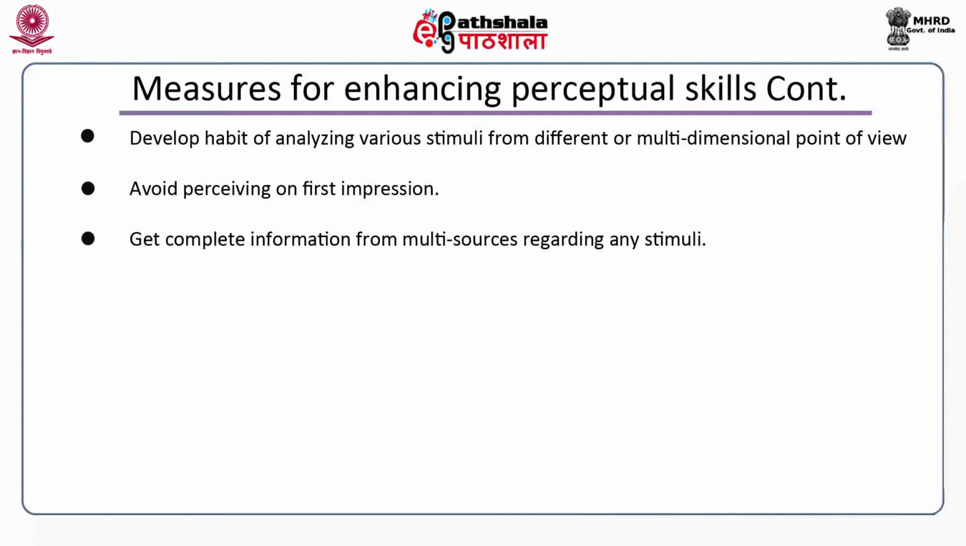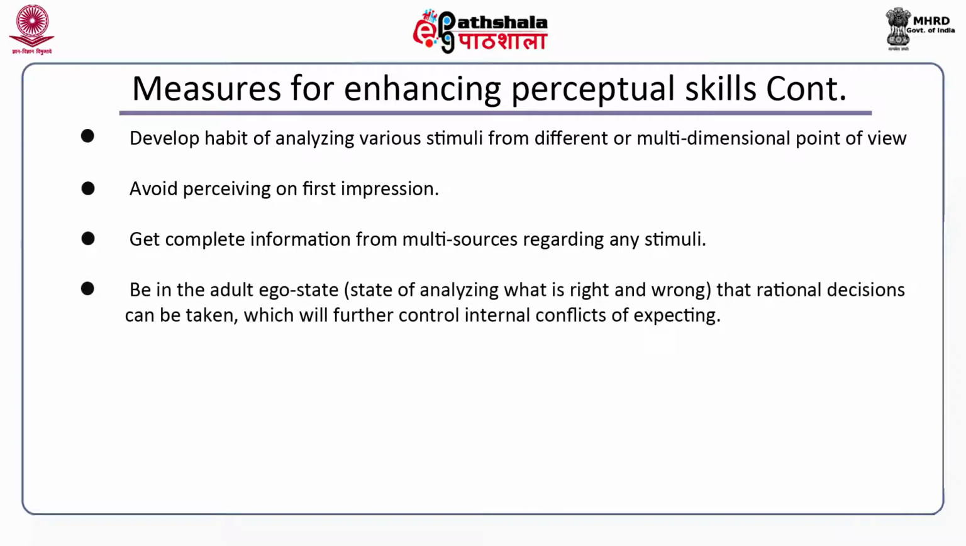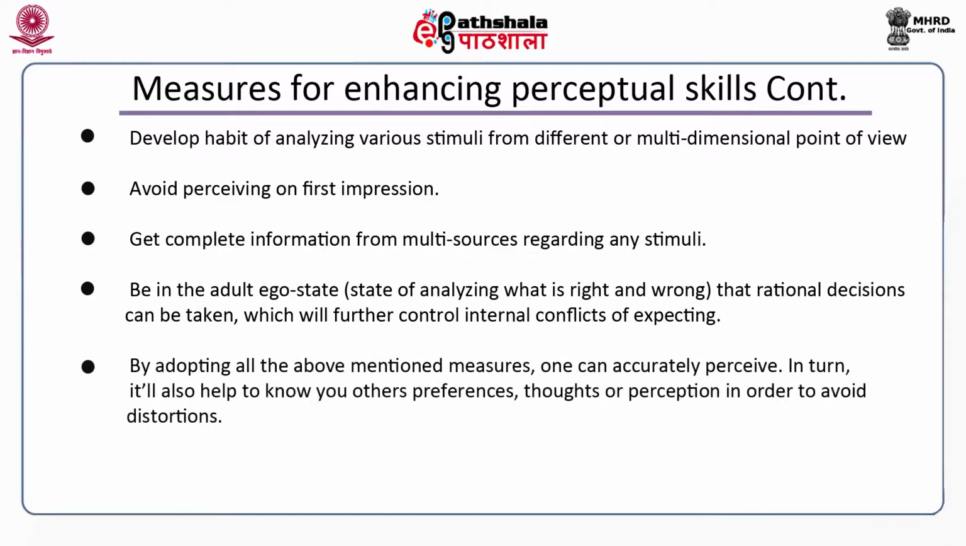And number 11, be in the adult ego state, that is the state of analyzing what is right and what is wrong, so that rational decisions can be taken, which will further control internal conflicts of expecting. By adopting all the above mentioned measures, one can accurately perceive. In turn, it will also help to know your other preferences, thoughts or perceptions in order to avoid distortions.